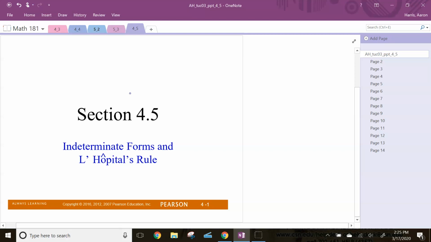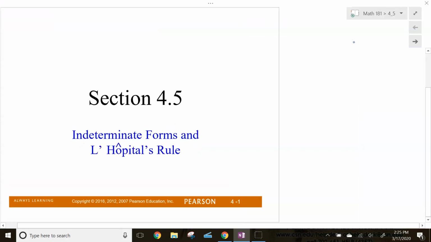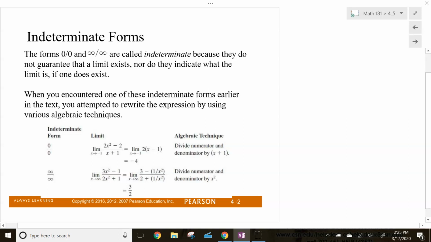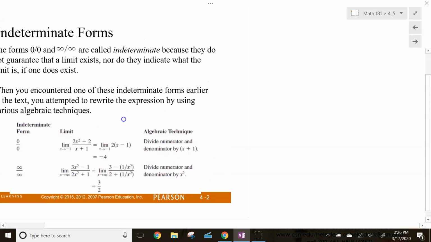Let's get started here with indeterminate forms and L'Hopital's rule. In indeterminate forms, if you remember back to the initial chapter when we were working with limits, is when you get a 0 over 0 situation or an infinity over infinity, plus or minus on those infinities, and you get an indeterminate form.